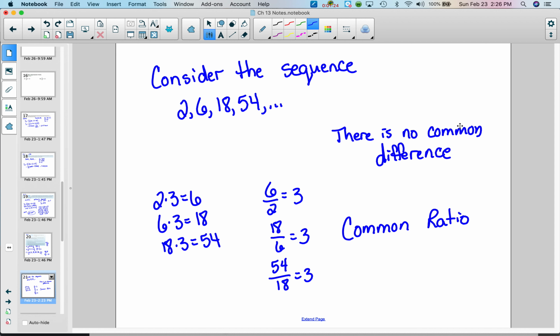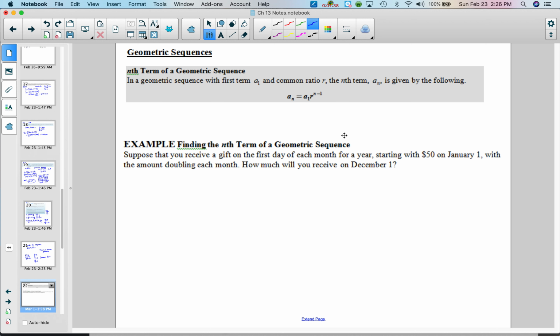So when we did arithmetic sequences, we had a common difference. With this type of sequence, we're going to have what we call a common ratio. And this is how you can actually verify if a sequence is this type. And what that type is called is a geometric sequence.